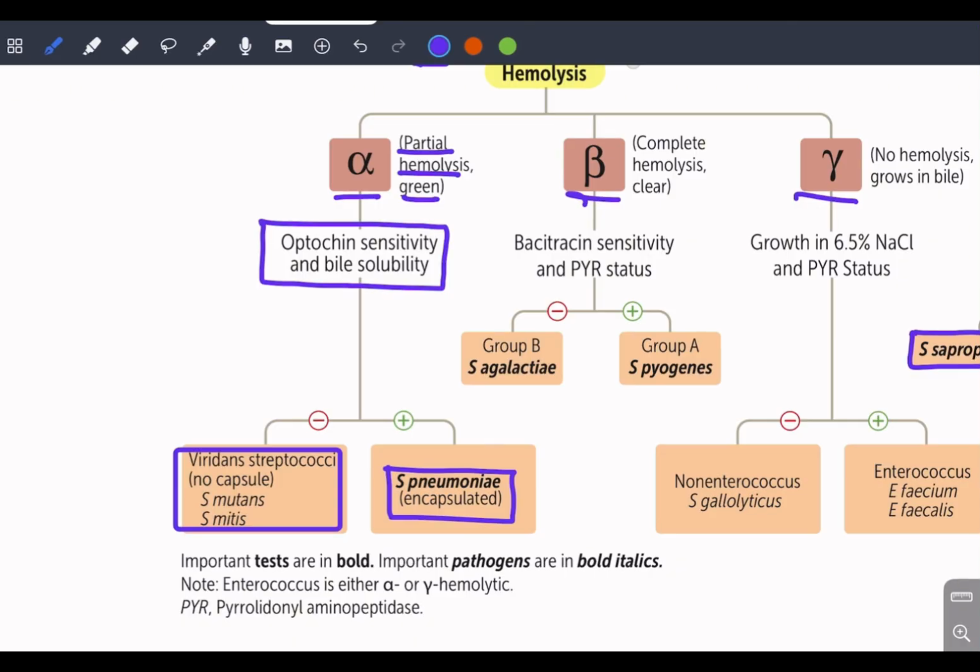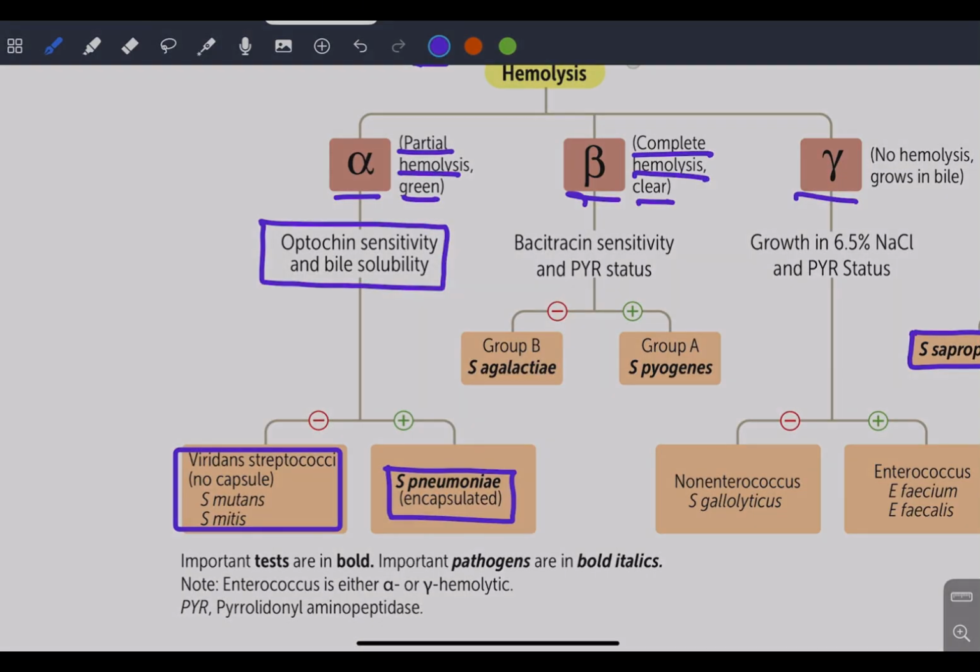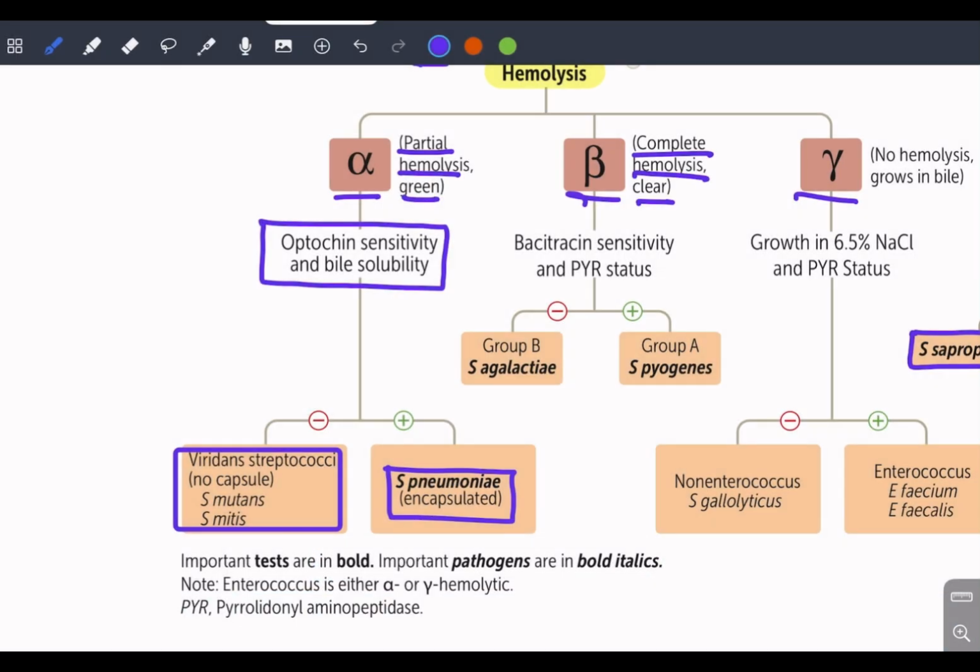Then we have beta hemolysis, which is the complete hemolysis, and it will give us a clear color. Again we do an antibiotic test and check PYR status. There is sensitivity to bacitracin in group A, the streptococcal pathogens. In this case these bacteria will die because they are sensitive to bacitracin, and these will not die because they are resistant to bacitracin. So we do bacitracin sensitivity in beta hemolysis.